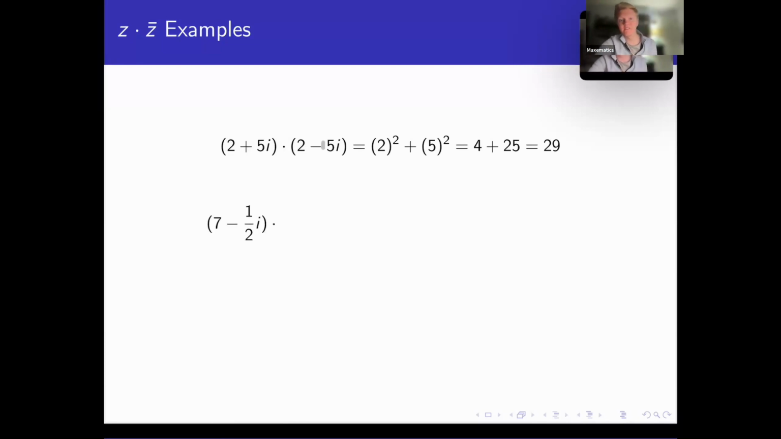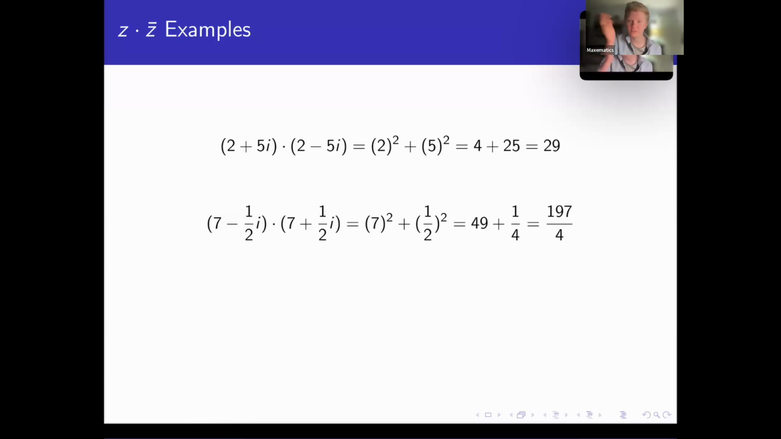Okay. 7 minus 1/2 i, if we want to multiply by its conjugate, the conjugate would be 7 plus 1/2 i. And here is a great example of why you wouldn't want to expand this. Here we're going to take the real part, square it, plus take the imaginary part and square it. 7 squared plus 1/2 squared. 7 squared is 49, 1/2 squared is 1/4. And properties of fractions, that's chapter P.